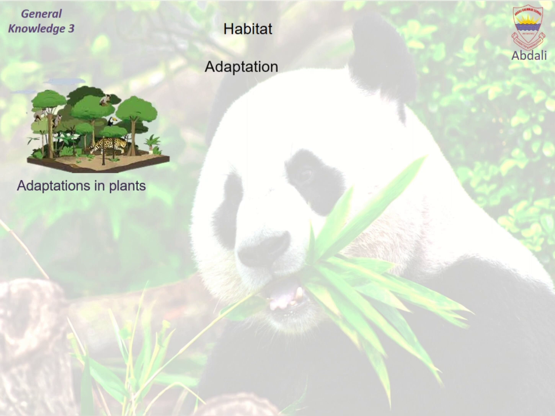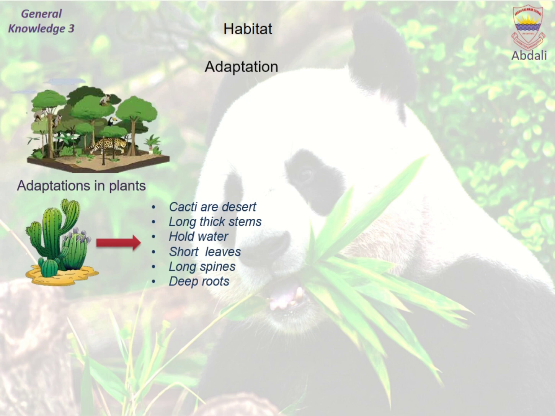Adaptations in plants. Cactus plants. Cacti are desert plants. These plants have long, thick stems that hold water. Short leaves and long spines protect them from animals that want to eat the leaves.